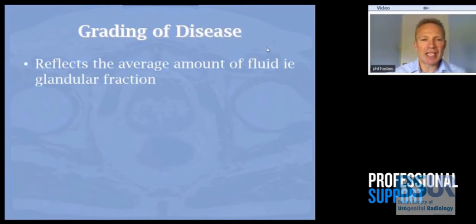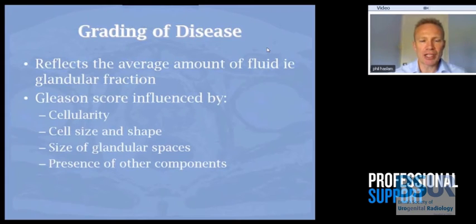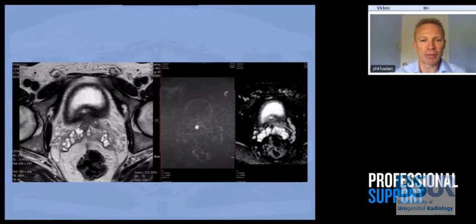So the ADC value and the B1400, the diffusion weighted imaging, this reflects the average amount of fluid, i.e. the glandular fraction of what you're looking at. And that correlates with the Gleason score. But the Gleason score is not only influenced by the cellularity and the tissue density, it's influenced by cell size and shape, the size of the glandular spaces, and indeed the presence of other components. Now, we can't tell those things on MRI, so we're certainly not going to be able to replace the histologist with our wonderful ADC maps, but we can give some indication of the grade of tumour.